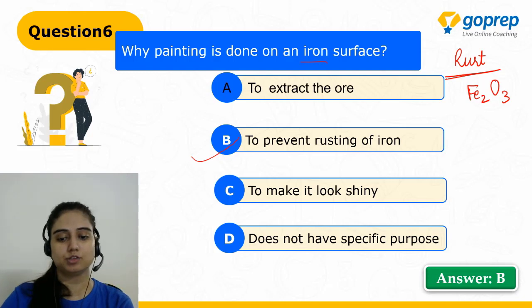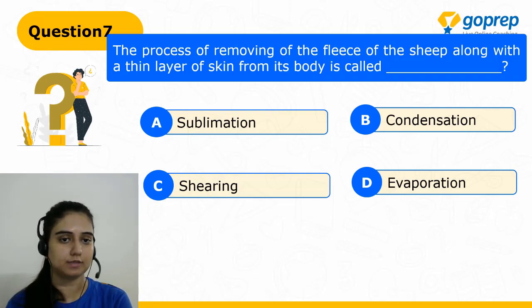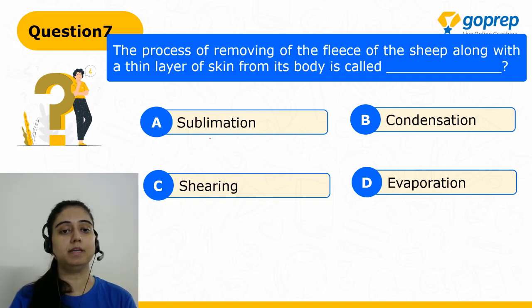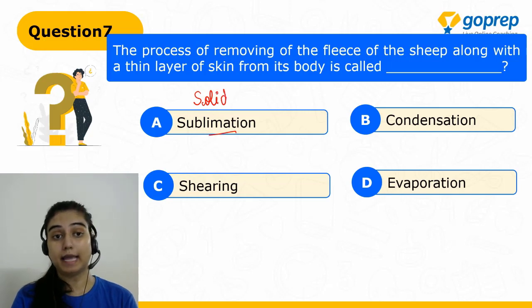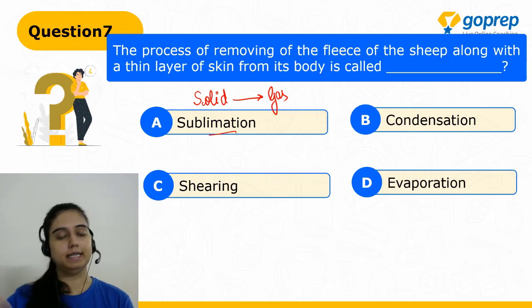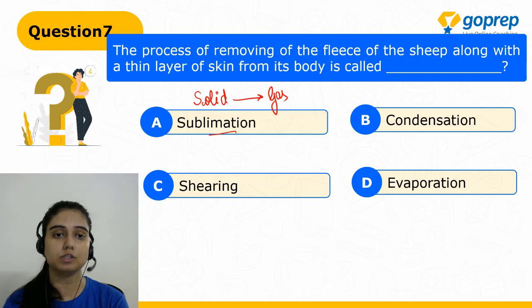Okay, now let's move to the next question. The process of removing the fleece of the sheep along with a thin layer of skin from its body is called. Now dear students, we have 4 options in front of us. Sublimation. Sublimation is a process where solid directly gets converted into gas without converting into liquid. So solid directly converts into gas in sublimation. That process is called sublimation, like camphor, naphthalene balls. These are the examples which sublime.